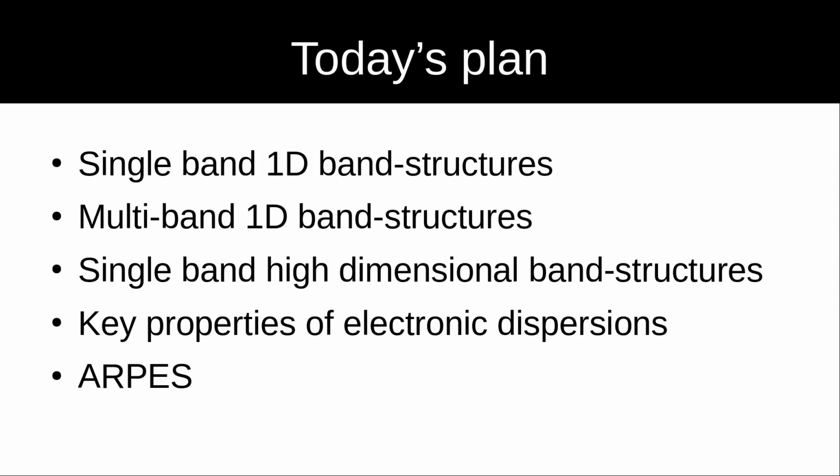Okay, so in practice, we are going to look a little bit more in detail on how we can compute bands in the simplest case where we have just one orbital per unit cell. So the system is essentially a system that has translational symmetry with a single orbital. Then we will move on to consider multi-orbital systems, meaning that we have several orbitals per unit cell and this unit cell is replicated in real space.